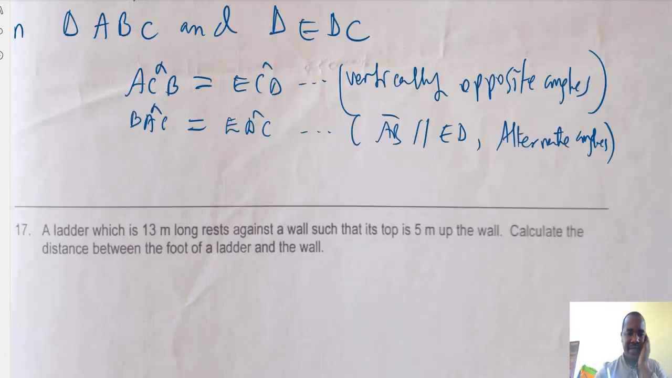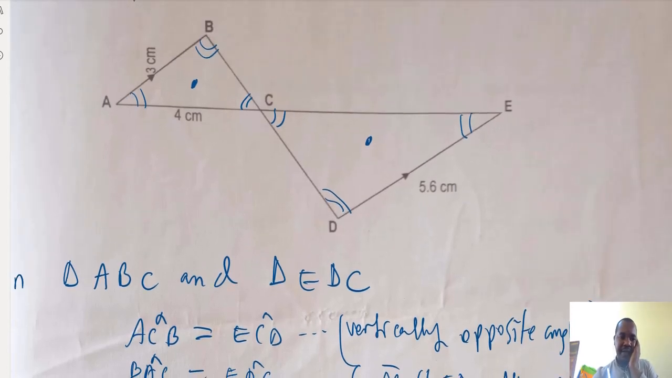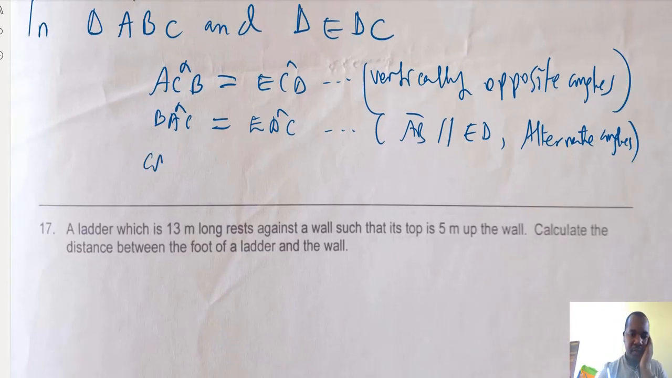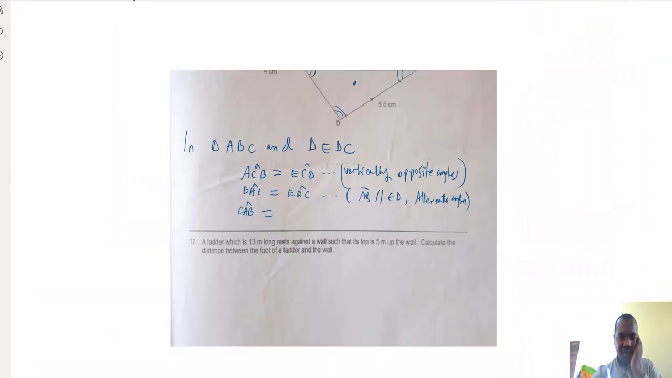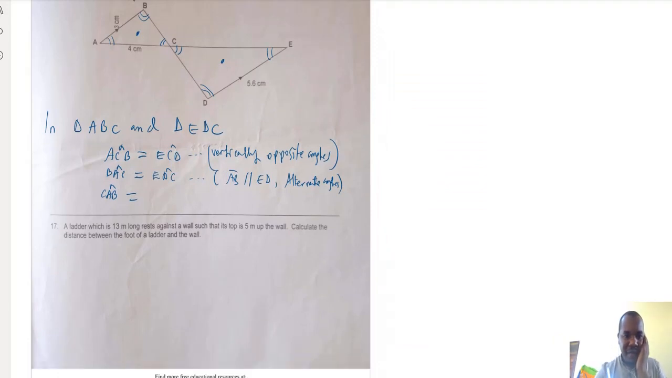Okay, we start with the other side. CAB will now be equal to CED, and the reason is AB is parallel to ED, of course, so they form alternate angles.